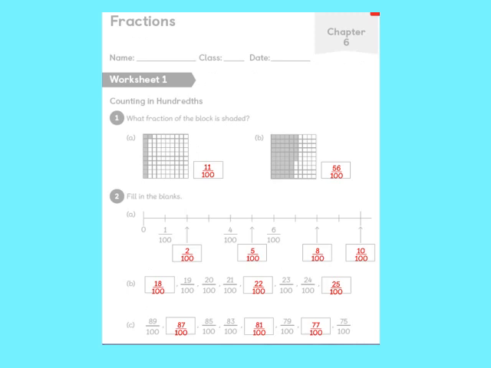Okay, so here are the answers to today's worksheet. I hope you got on okay.